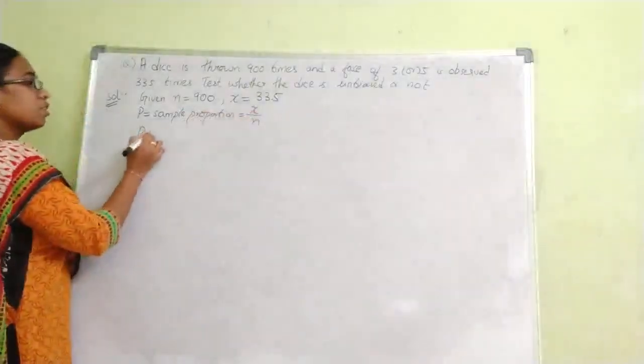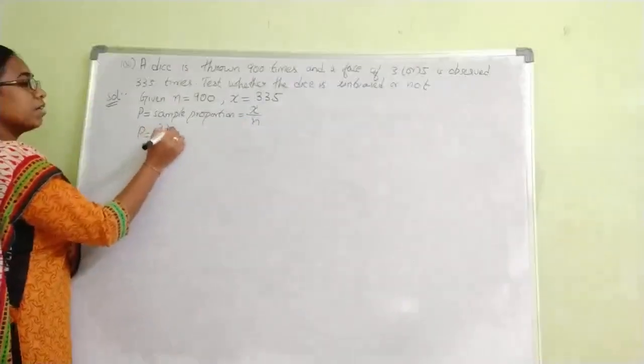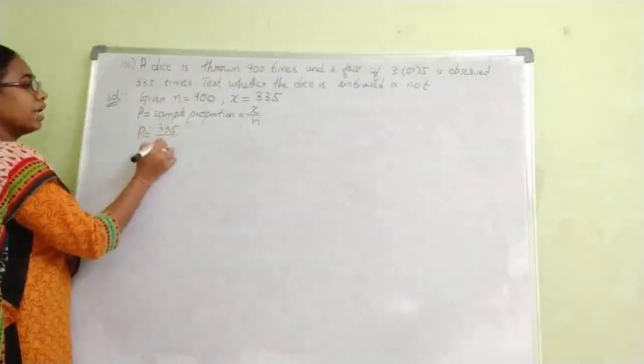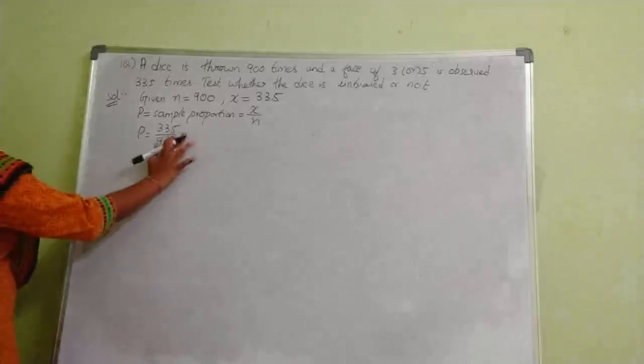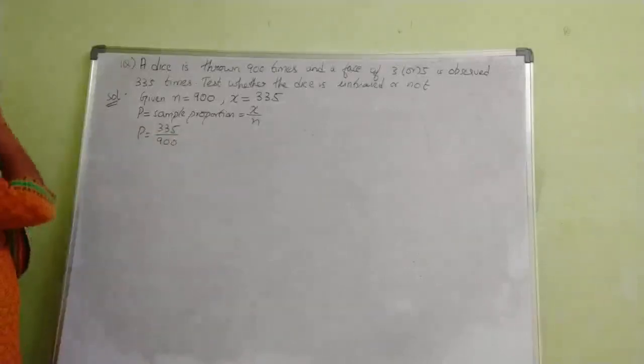So p equals 335 divided by n, 900. So 335 divided by 900, we get the p value. At present you keep it like that, we can substitute it in the test statistic directly.